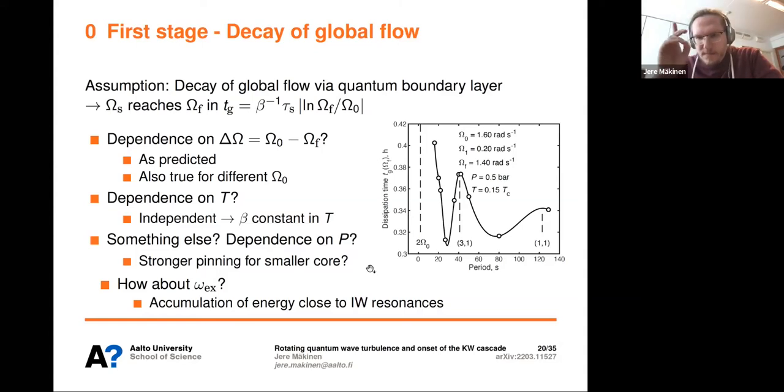Okay, so how about, for instance, taking the frequency of excitation. So fixing the final angular velocity and the amplitude by just changing the frequency, we see that this length scale gets actually bigger in presence of inertial wave resonances. So this seems to also suggest that there is some energy accumulation in the vicinity of inertial wave resonances for this container.